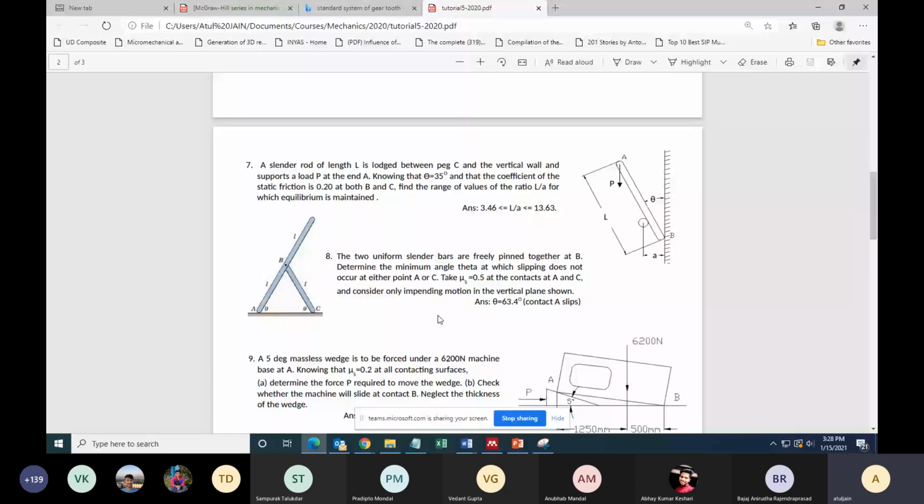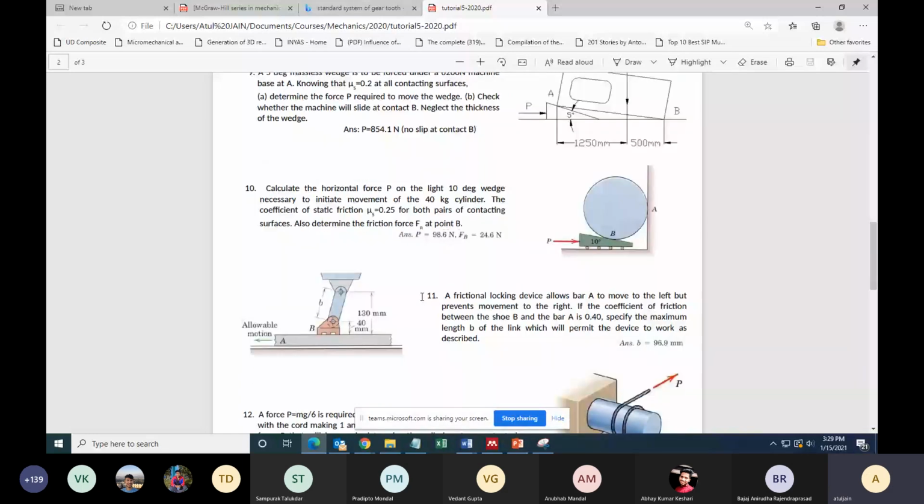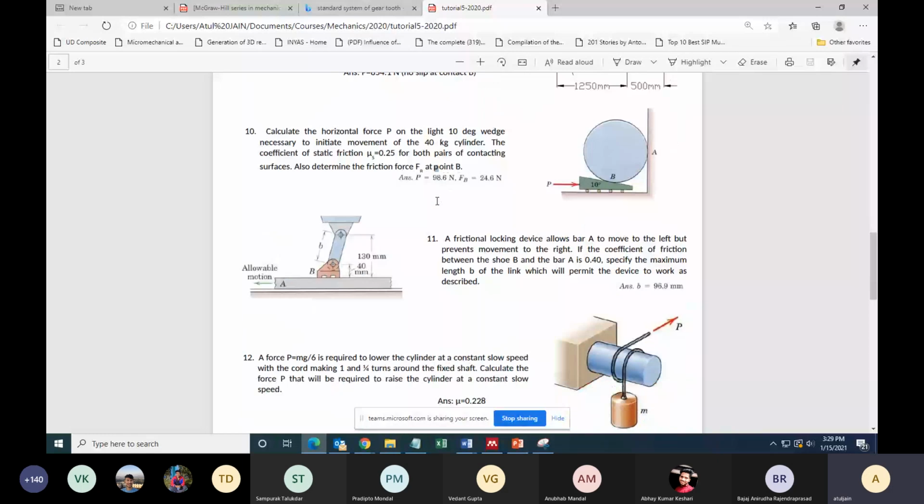Question number 9 and question number 10 are wedge. Wedge is a lifting mechanism whereby applying a small amount of load, you can lift a large object. Both 9 and 10 are wedge. For example, a 40 kilogram cylinder can be lifted by applying a force of 98 Newton. 40 kilogram is 98 into 4. So by applying a wedge, you can lift large weights by applying small forces. So 9 and 10 are wedge.